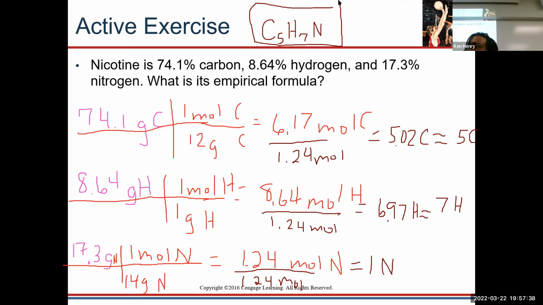What would the formula name be? It would be pentacarbon heptahydrogen nitride, or mononitride. The empirical formula name would be pentacarbon heptahydrogen nitride.